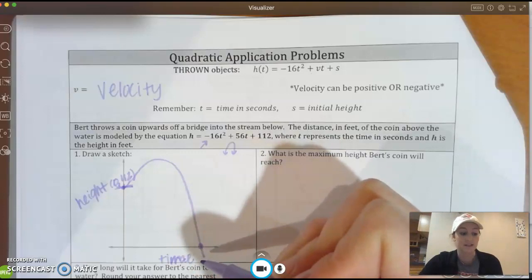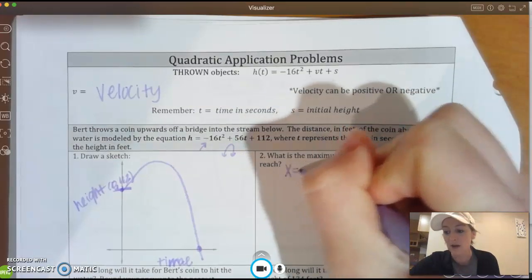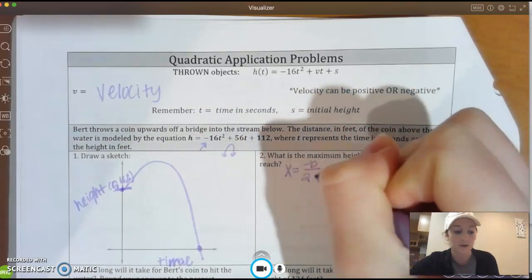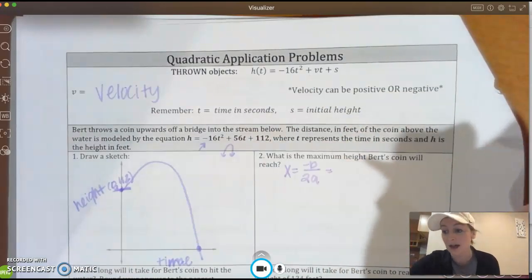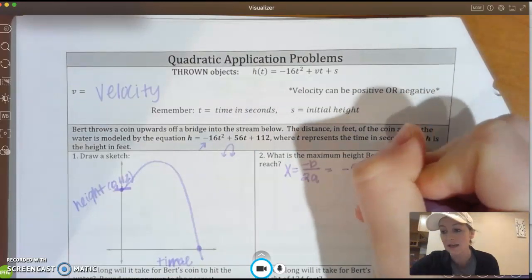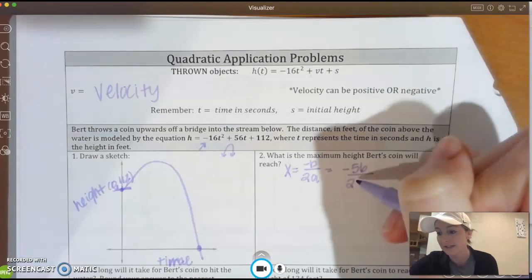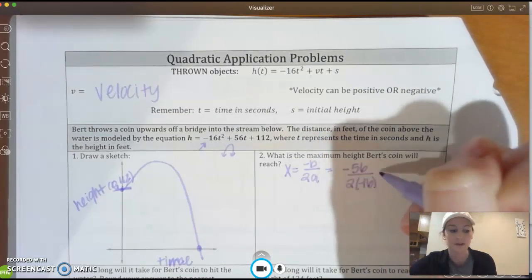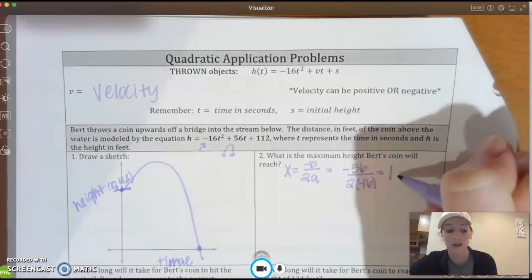So there's our bit of a sketch, and it says what is the maximum height Bert's coin will reach. So like I said, bring it all together. We're going back to max height here. So remember, max height is x equals the opposite of b over 2a. Well, my b here is 56, so it would be the opposite of b, which is 56, divided by 2 times negative 16. So opposite of b over 2a. And when I multiply the denominator and then divide, I get 1.75.